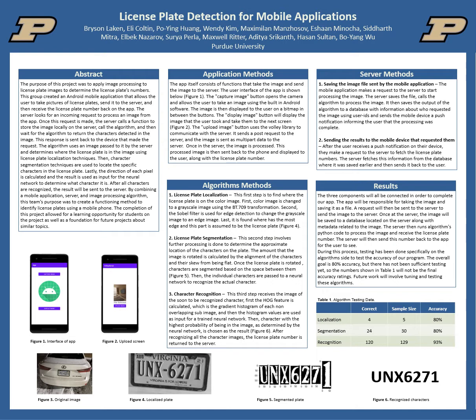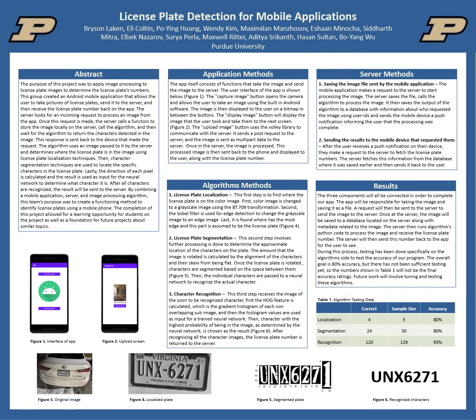The first step of the algorithm is the license plate localization. The first step is to find where the license plate is on the color image. First, the color image is changed to a grayscale image using the BT709 transformation. The original image is shown in Figure 3 in the bottom left. Second, the Sobel filter is used for edge detection to change the grayscale image to an edge image. Last, it is found where it has the most edges, and this part is assumed to be the license plate, which is shown in Figure 4.